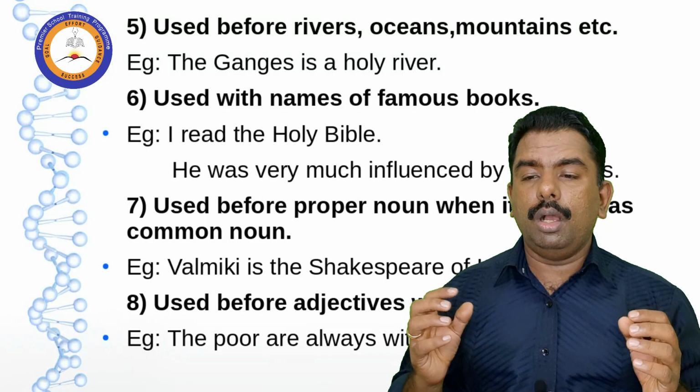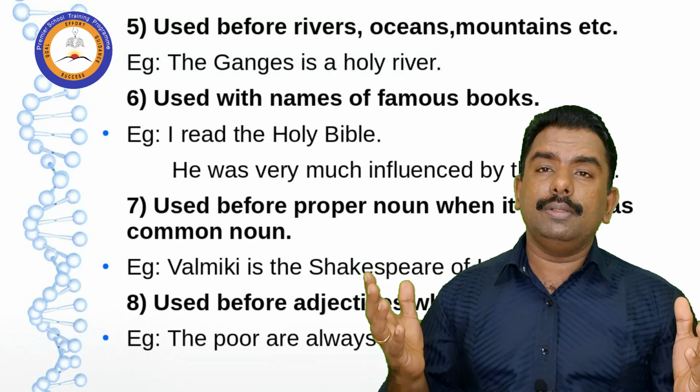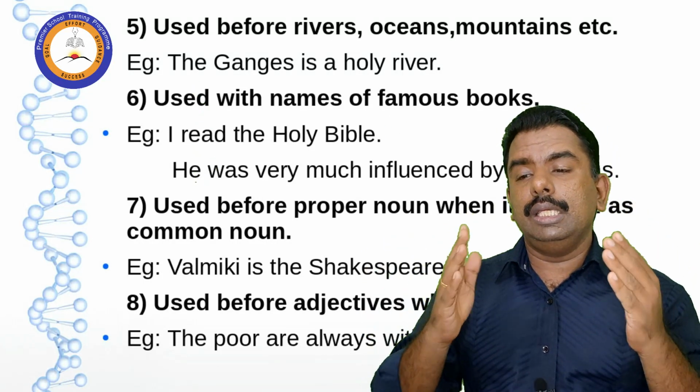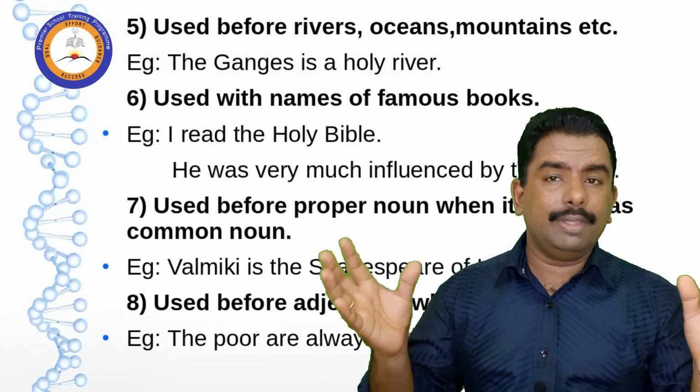The poor are always with us. അഡ്ജക്റ്റീവിൻ്റെ മുമ്പിൽ, നാമവിശേഷണത്തിന് മുമ്പും എന്ത് ചെയ്യുന്നു? ഇത് ഉപയോഗിക്കുന്നു. The poor are always with us.